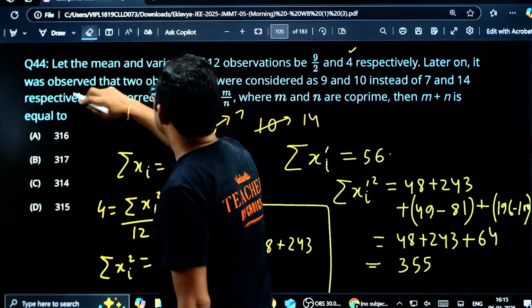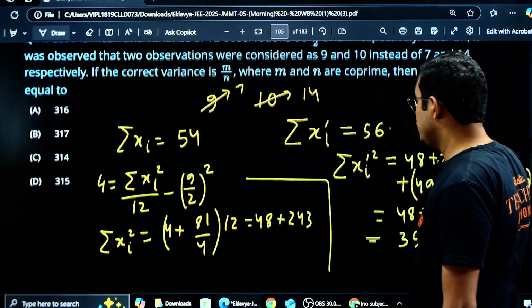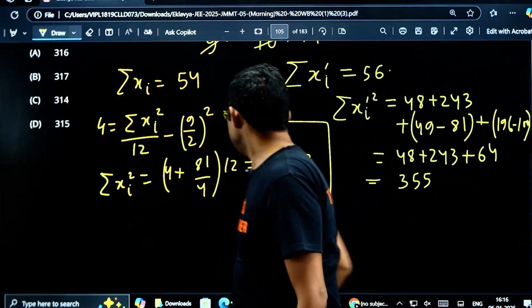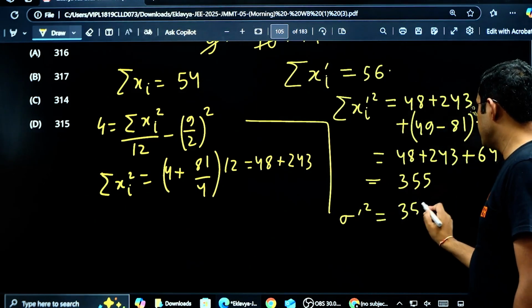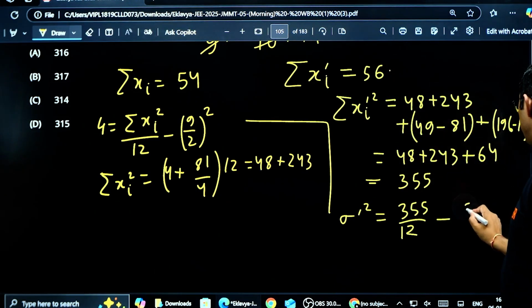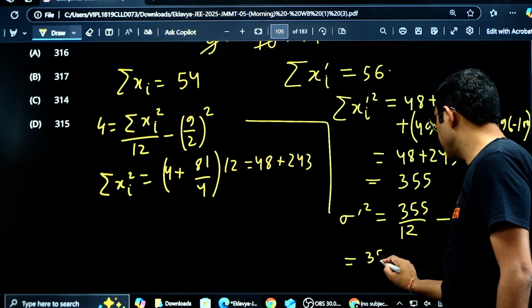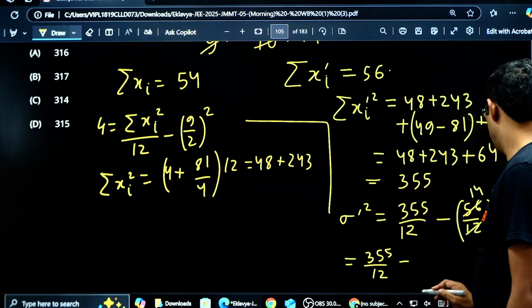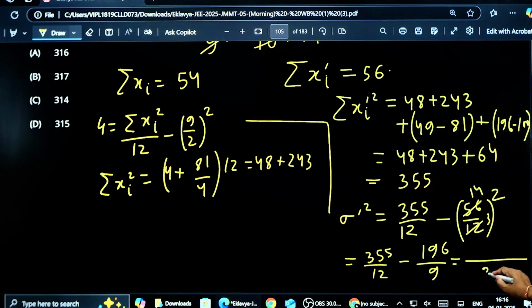Now we need to find the correct variance. To find the correct variance we can use the formula of variance, which will be the correct variance sigma dash square. It will be the average of squares minus the square of the average, that is 56 upon 12 whole square. Inside this bracket we can divide by 4, so it becomes 14 upon 3. So this becomes equal to 355 upon 12 minus 196 upon 9. We need to take 36 as the LCM.